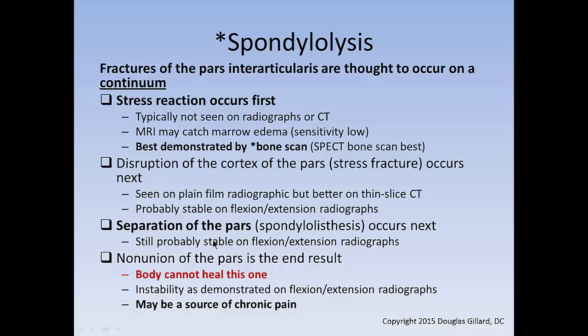Now, if the athlete just keeps going, he's got to compete, or what have you. Sometimes you can get the pars slip even further, or sometimes it doesn't even have to slip; it just doesn't heal, and that's a non-union pars, and that's the end result. Now, these may be unstable on flexion extension radiograph, and it can't heal. May become a source of chronic pain so bad that you may have to fuse it surgically.